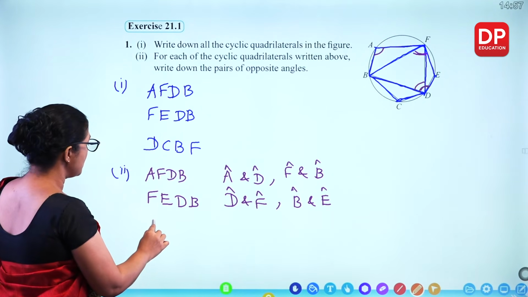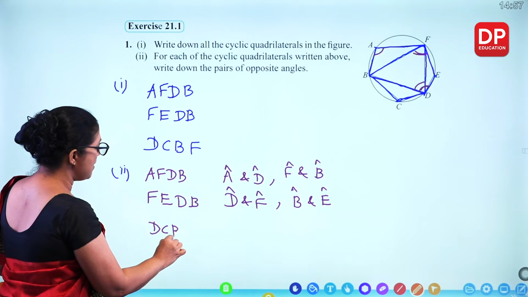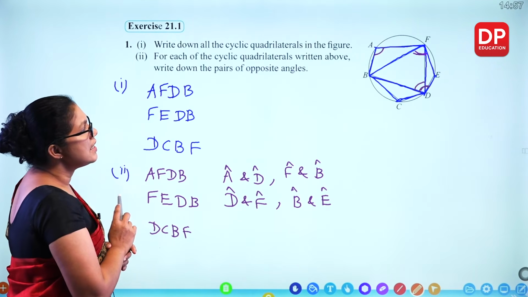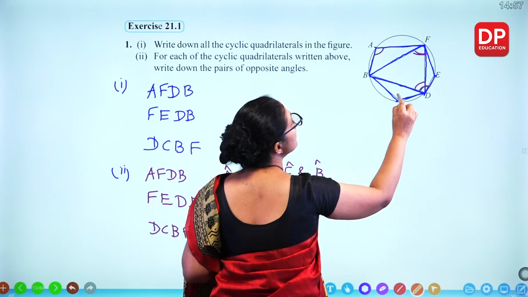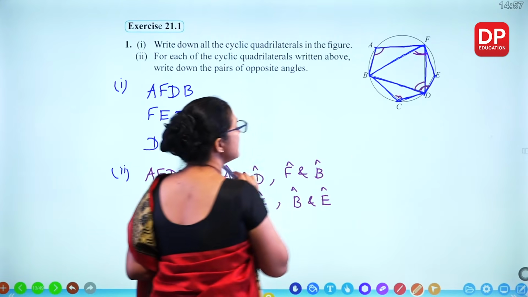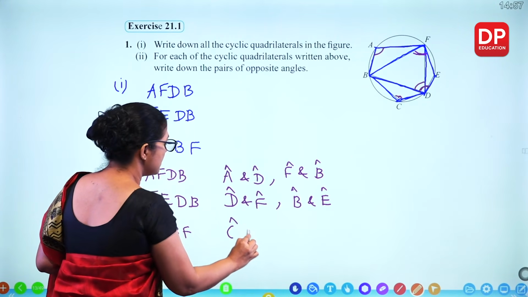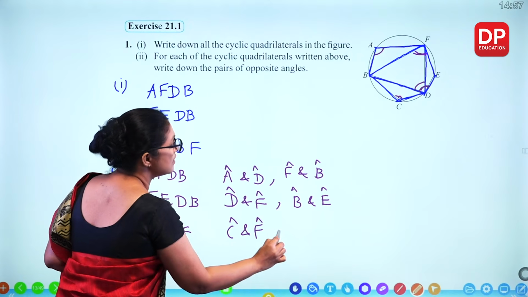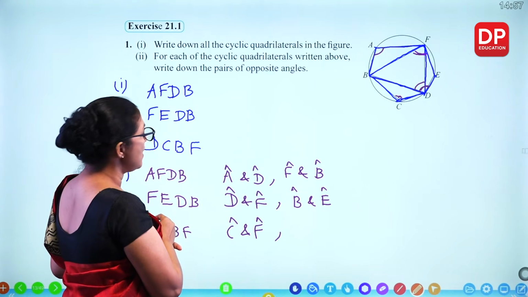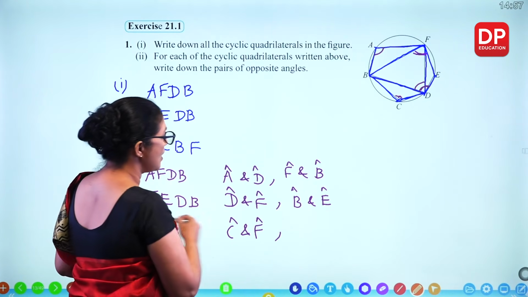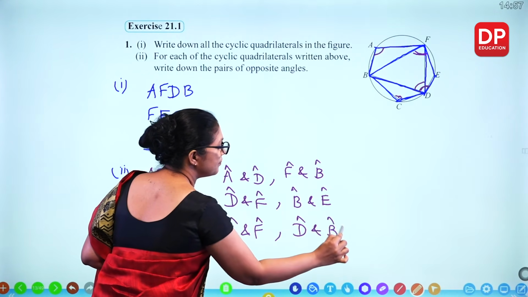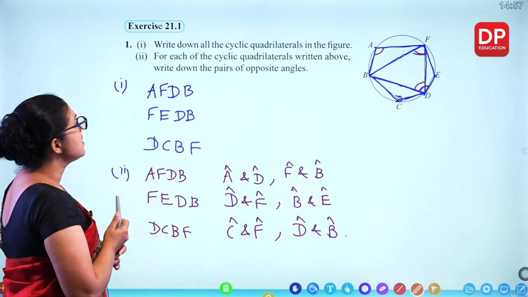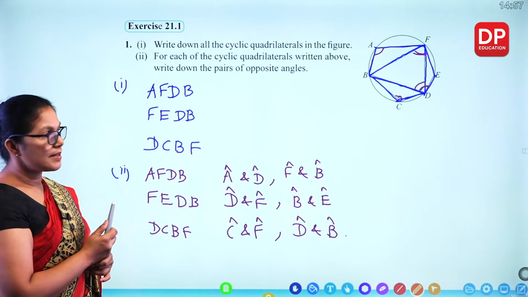And the last one, DCBF. So C angle with F angle. What's the other one? D with B. So those are interior opposite angles.